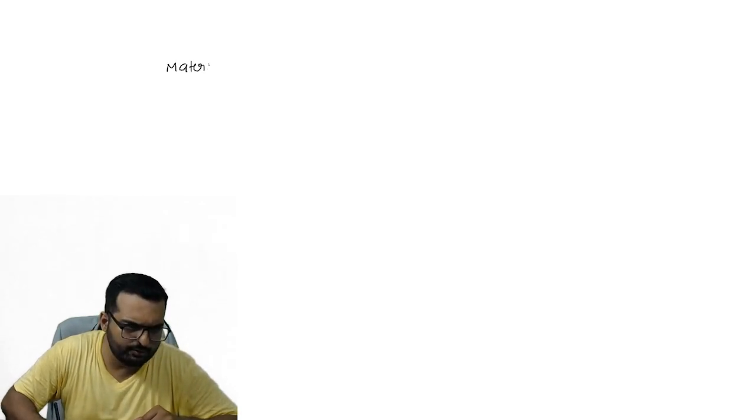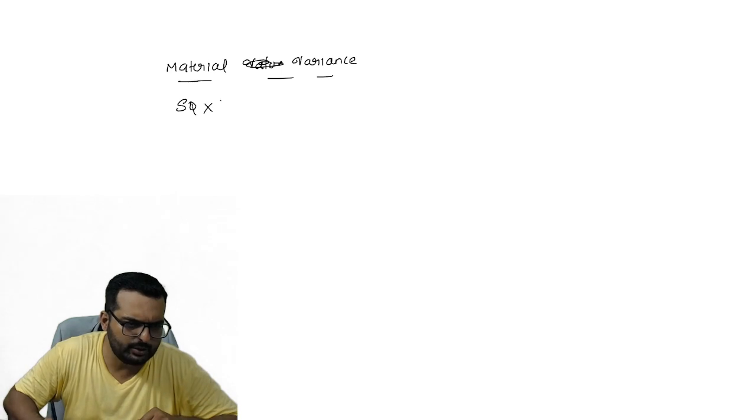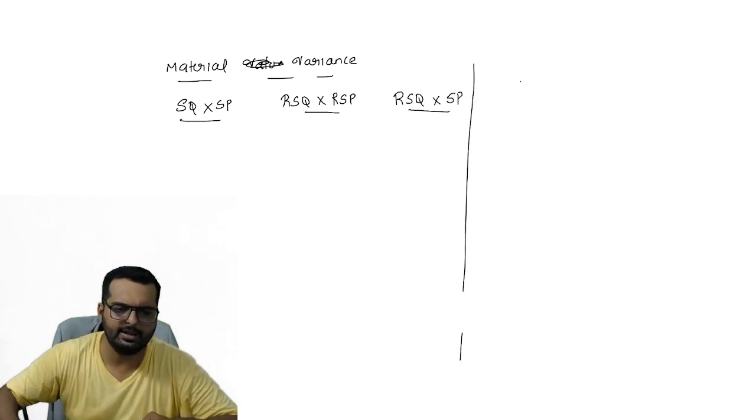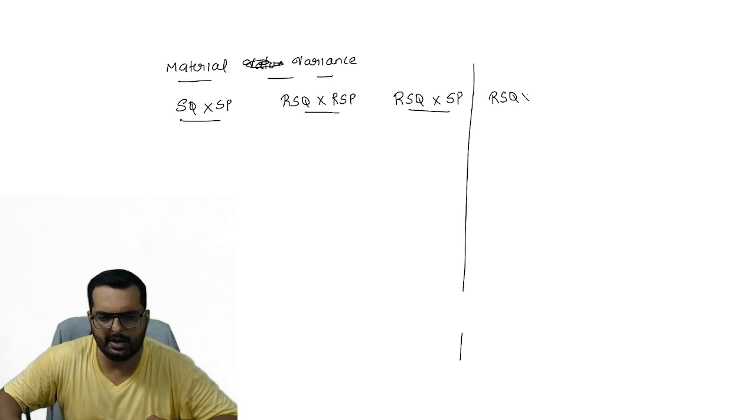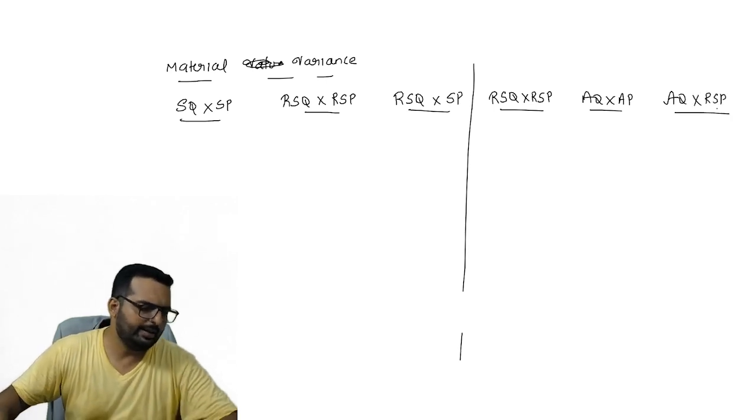Okay. So just like you did for sales variance, can you do the same thing for material variance now? Here the table format will be SQ into SP, RSQ into RSP, RSQ into SP. That will be planning. And the other one will be RSQ into RSP, AQ into AP, AQ into RSP. All right. Can you do the same thing over here now?